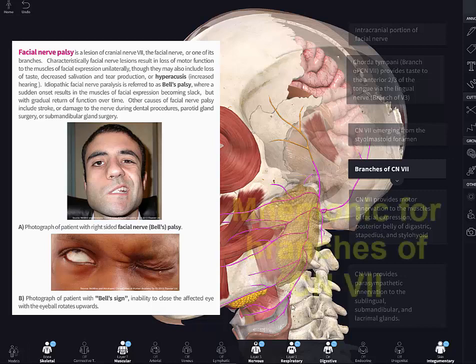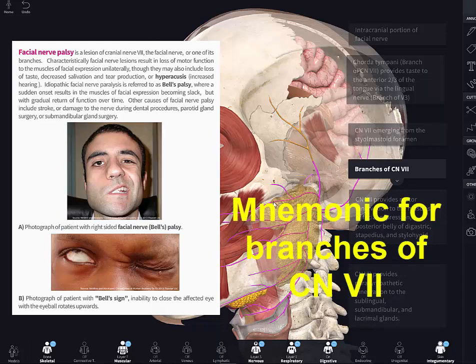So "ten zebras bit my cheek" stands for temporal, zygomatic, buccal branches, marginal mandibular branches, most likely these here, and cervical branches for "cheek". They mainly go to the platysma.